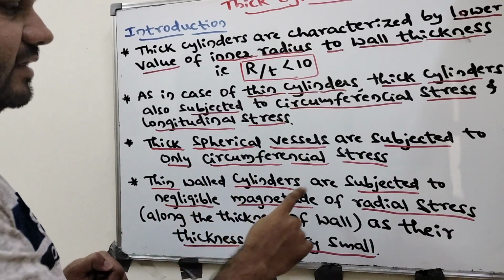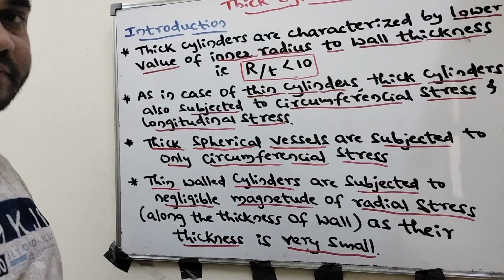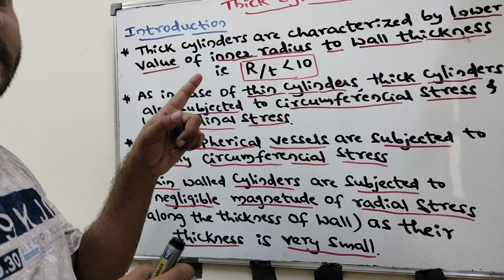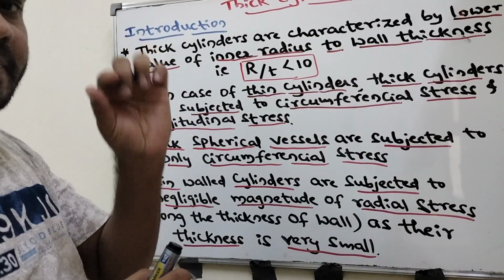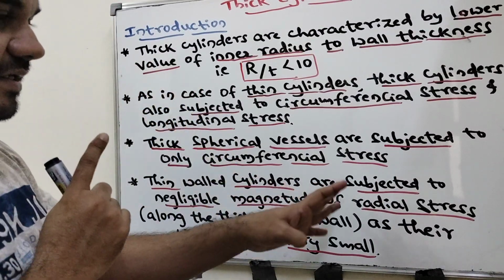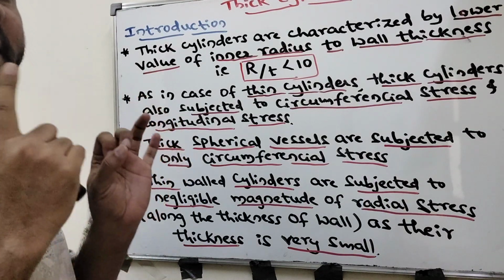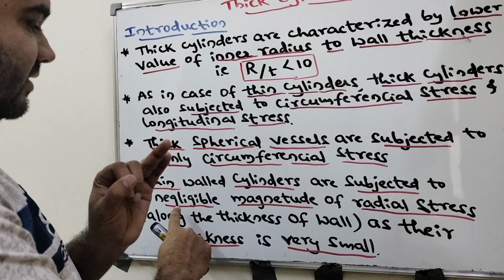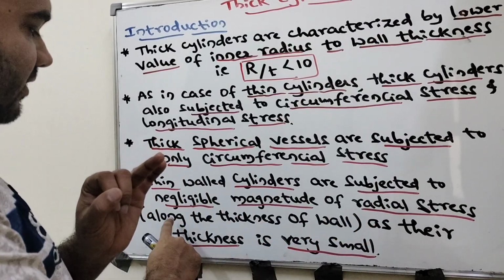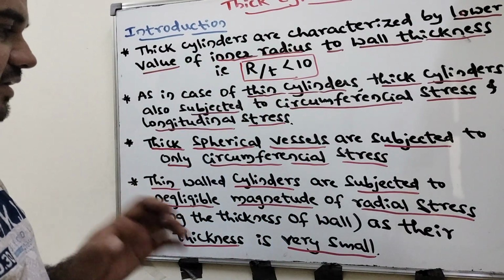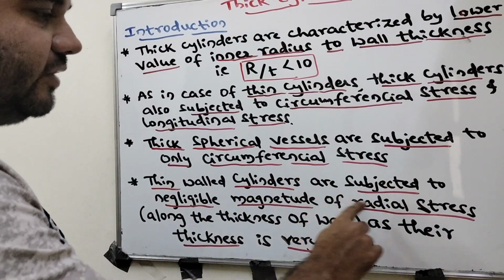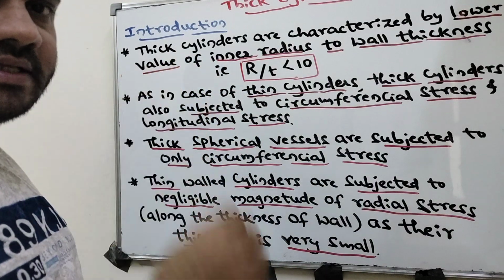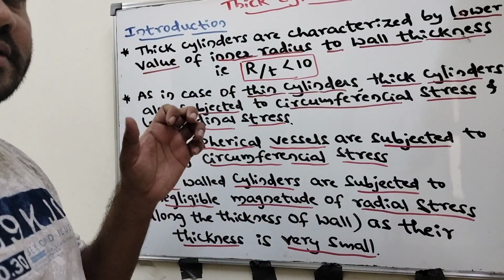The next point: thin walled cylinders are subjected to negligible magnitude of radial stress. So one more type of stress comes in here, the radial stress. In thin cylinders, no radial stresses are developed because of the small thickness. But in thick cylinders, we have to consider the radial stress also. Radial stress distribution, circumferential stress distribution and longitudinal stress distribution will be the three main points for thick cylinders. In thin cylinders, radial stress is neglected because the wall thickness is very small. This is one difference between thin and thick cylinders.